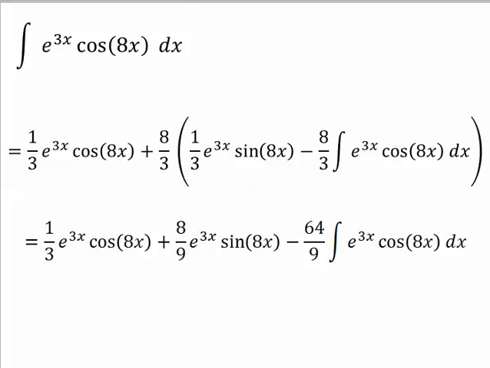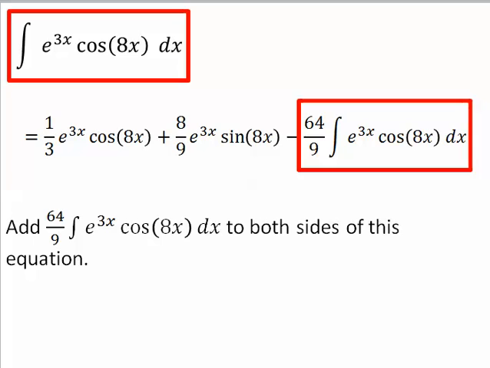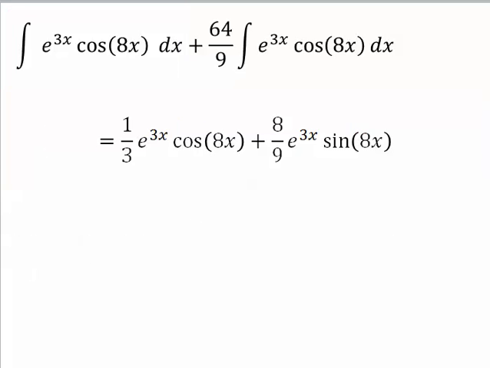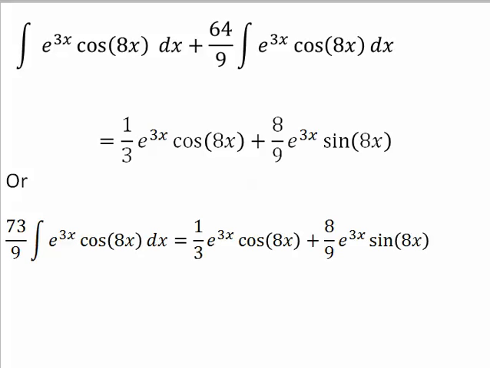But make this observation. Our very first integral is being repeated. I'm going to add 64/9 times the integral to both sides of this equation. And when I do that, this is what I get. Then all I have to do is figure out what 1 plus 64/9 is, and then divide both sides by 73/9.